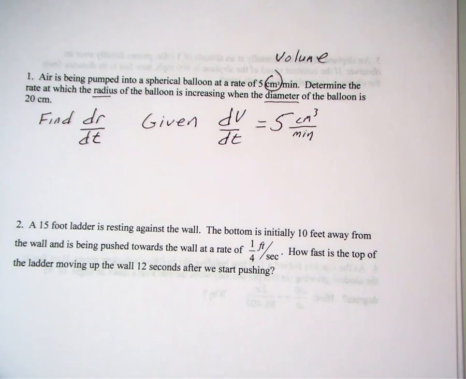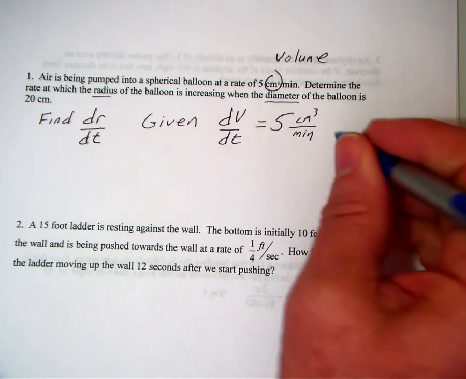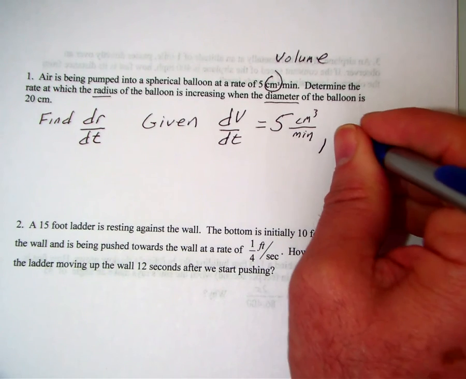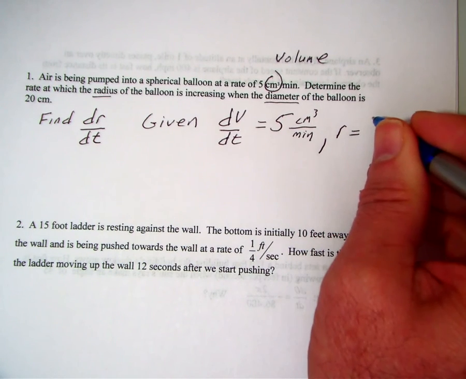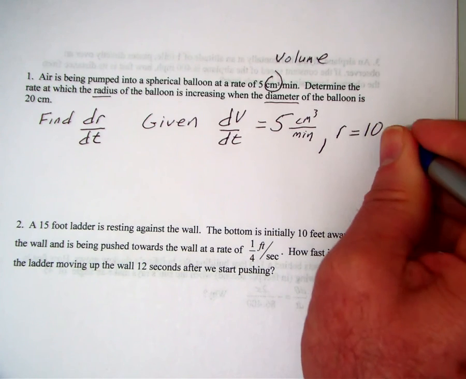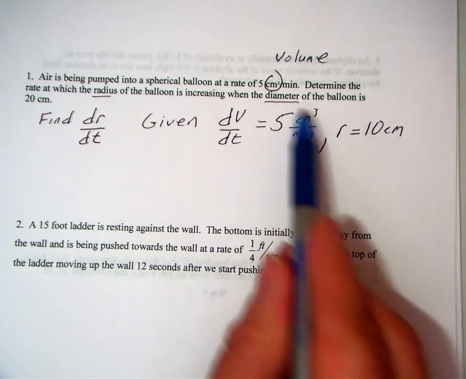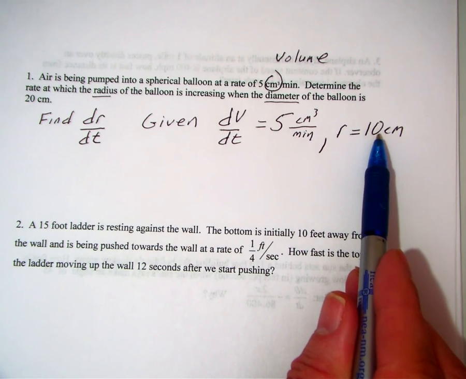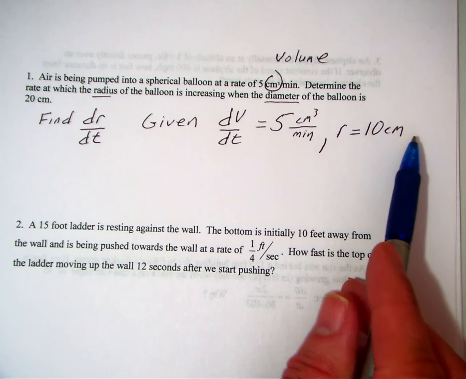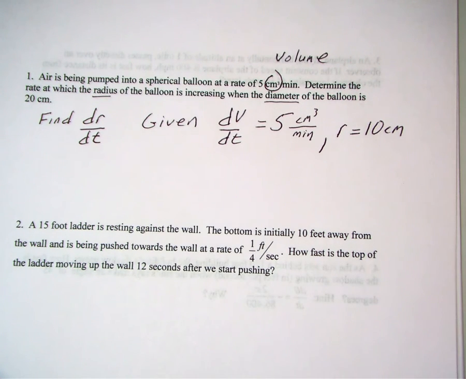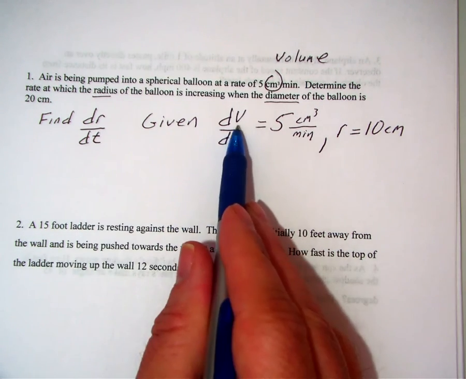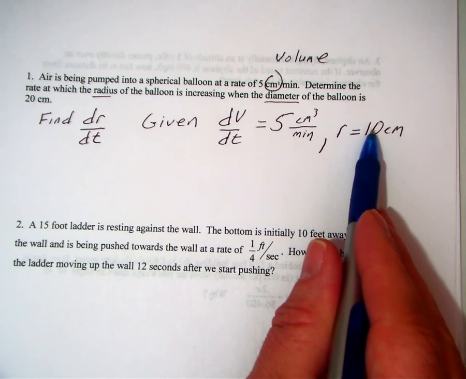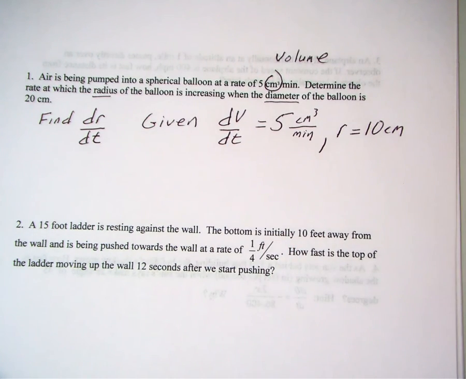Now also, by inference, we're also given that r is equal to 10 centimeters. And y'all see where that came from, right? They told us the diameter is 20. We all know the radius is half of the diameter. Okay, the radius is half of the diameter. So a good thing to do is write down everything you're given and see if you can fit it to something, then plug the numbers in when it's relevant. Okay. So we're trying to find the rate that the radius changes. We're given this information, and we're given this information by inference. Okay, half of 20 being 10.